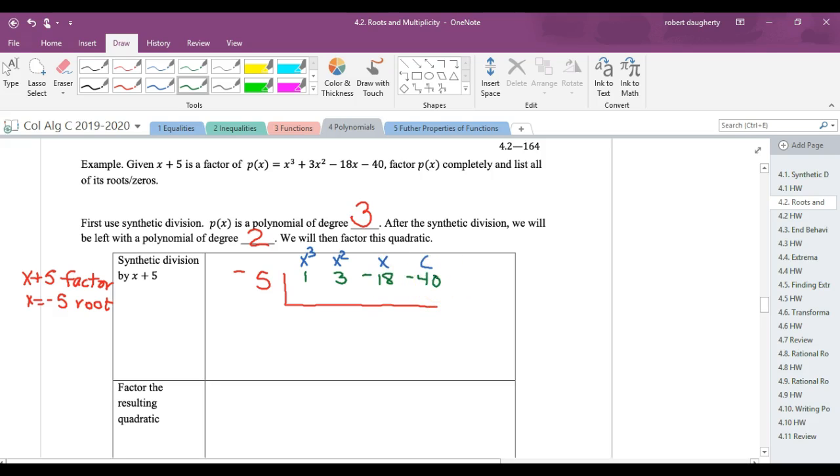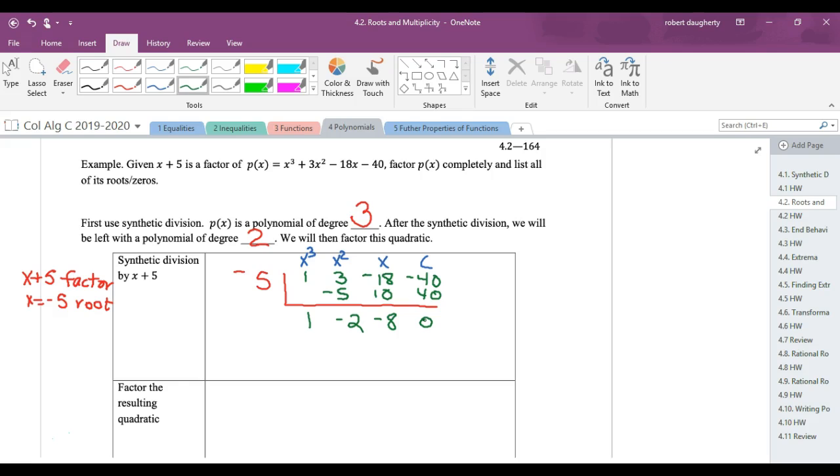Okay. So what's the first thing that happens? Yeah, the 1 comes down, and then what? 1 times negative 5, and then what? Negative 2, and then I multiply negative 2 and negative 5 to get 10. Negative 18 plus 10 is negative 8. What's negative 8 times negative 5? 40. I'm in love with this problem at this point because what did I get in that final answer? A 0. No remainder. That means that x plus 5 is a factor. x equals negative 5 is a solution.